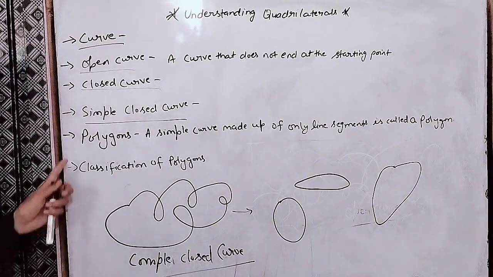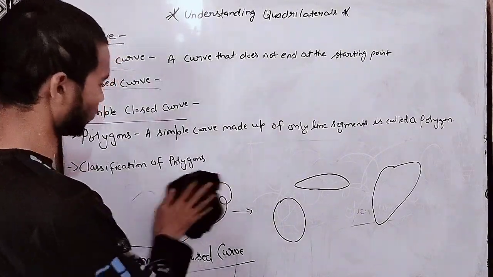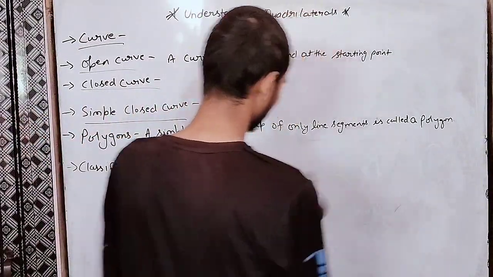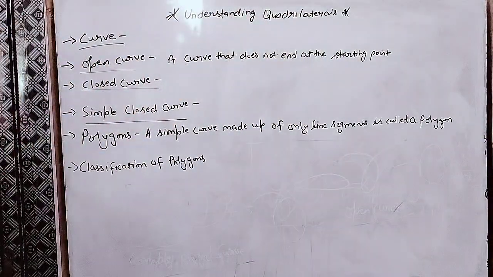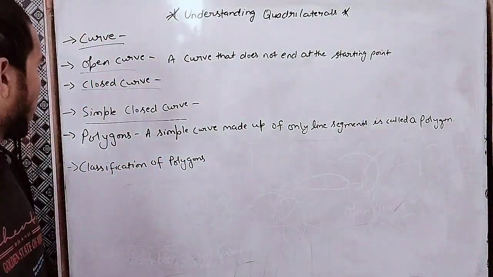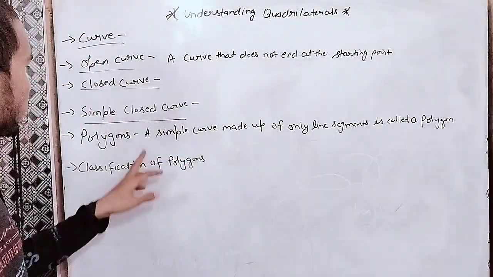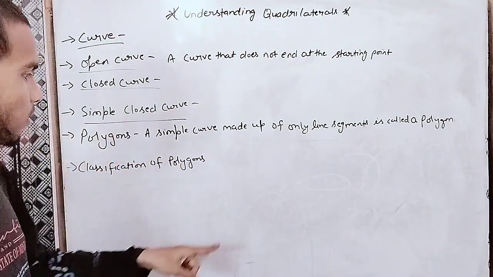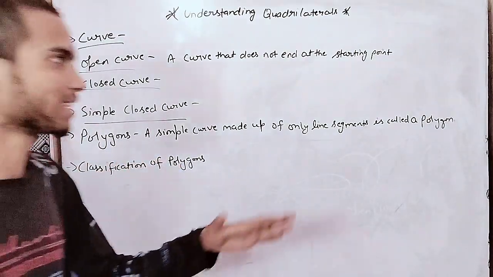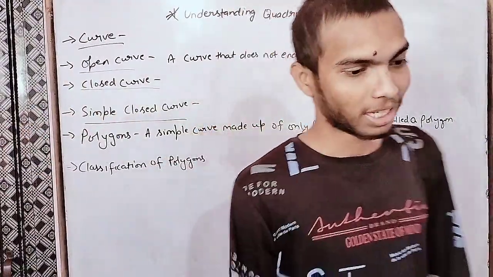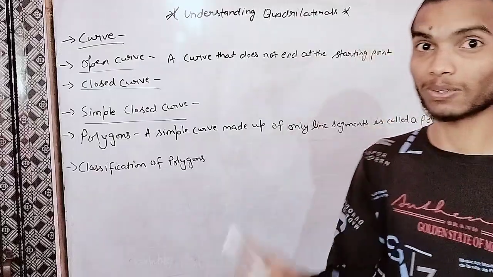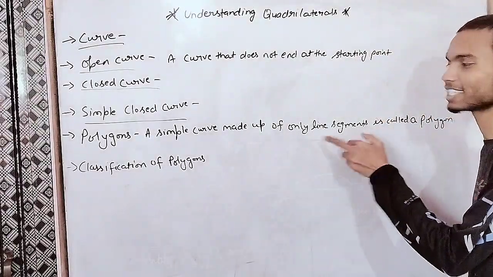Now it's time to understand about polygons. What are polygons? Here you can see our definition, which I have already written. A simple curve made up of only line segments is called a polygon. Here you will see a twist. What is a twist? The twist is the line segment.